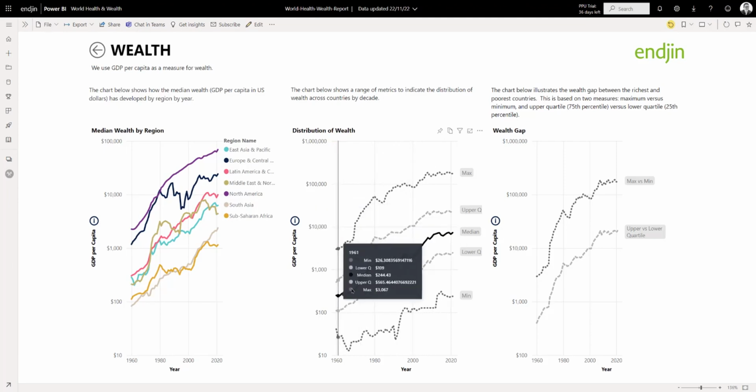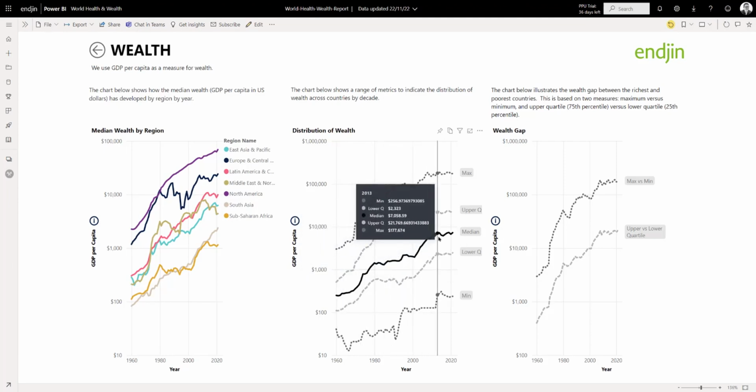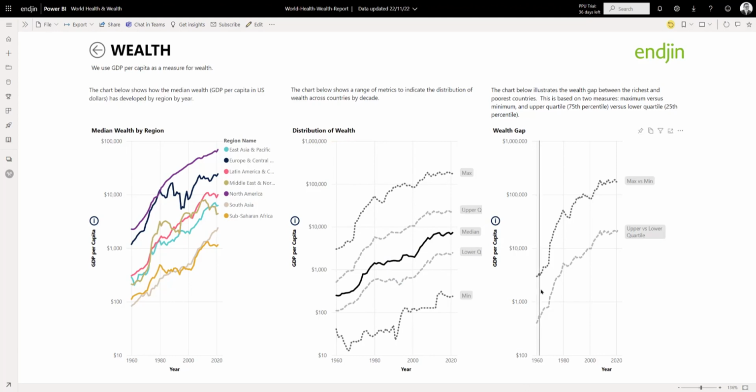So that's great. Generally, the world is getting a wealthier place, but what's worrying is actually the wealth gap. Now, this is a logarithmic scale, so note that first of all. You can see here that by both measures, max versus min, upper quartile versus lower quartile, that gap has only increased over time.